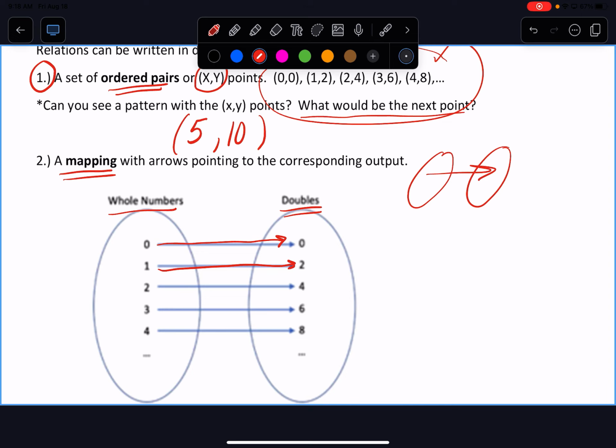4 doubled is 8. So remember that a mapping is the circle thing, because they're going to say, write this as a mapping. And if you on the test go, I don't know what a mapping is, you're going to miss easy points.